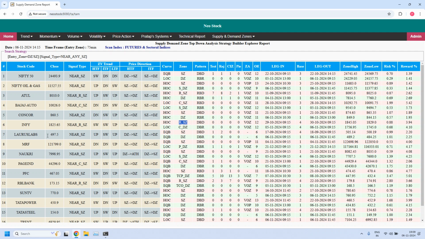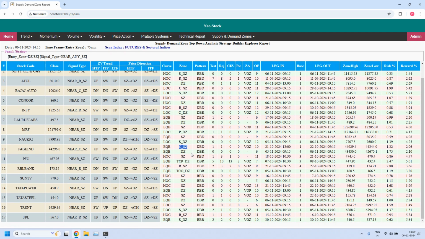And then we have NIFTY. NIFTY is also moving between high liquidity demand and supply zones. Next one is Page Industries is having a high liquidity 75 minute supply zone. RBL Bank is having a high liquidity 75 minute supply zone. And UPL is having high liquidity supply zone and also having high liquidity demand zone.